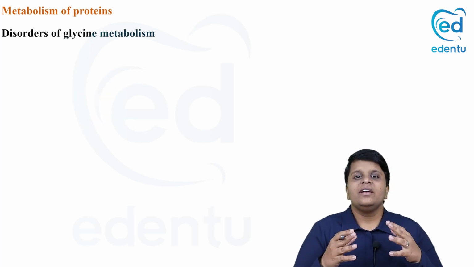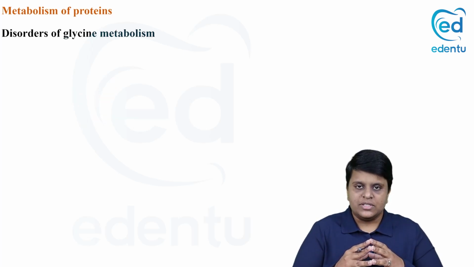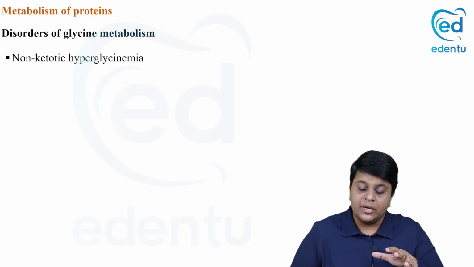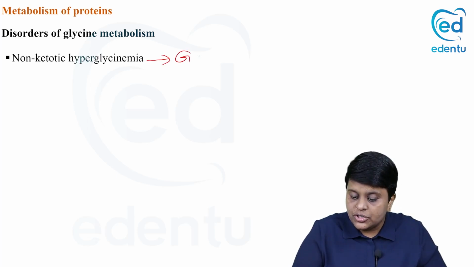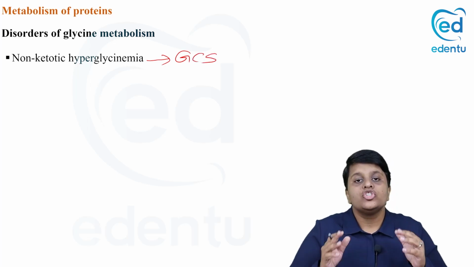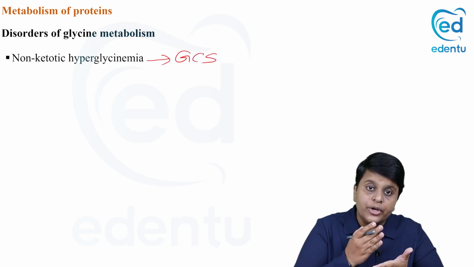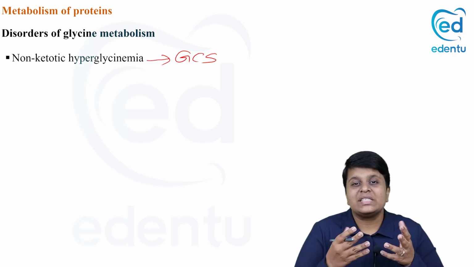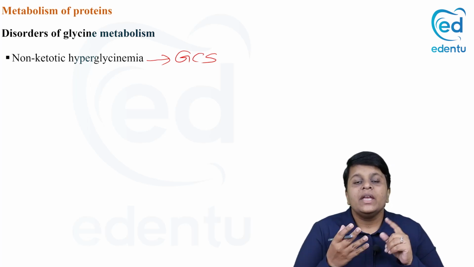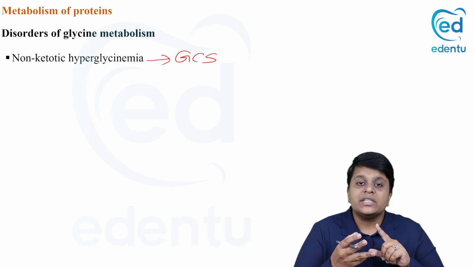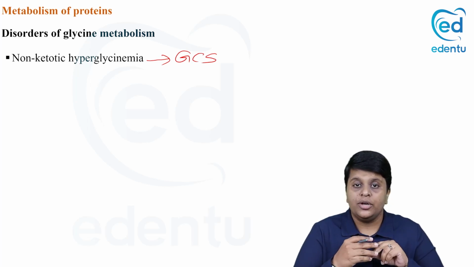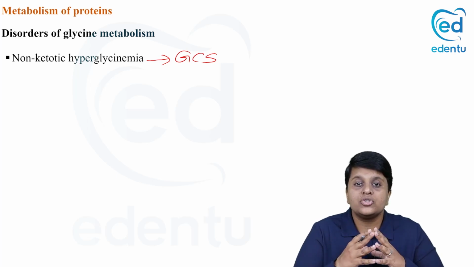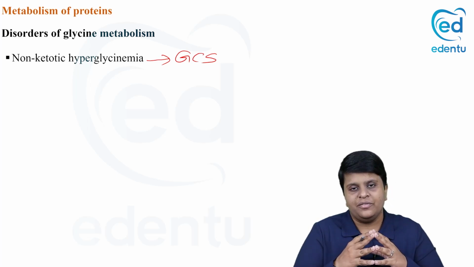Now let us see disorders of glycine metabolism. There are 2 major disorders. One is non-ketotic hyperglycinemia. This is because of the deficiency of the glycine cleavage system, an enzyme which breaks down glycine. So if it is defective, you have increased levels of glycine in the blood, and it gets excreted in the urine and various other body fluids. Glycine also acts as an inhibitory neurotransmitter, so it leads to the development of neurological manifestations.